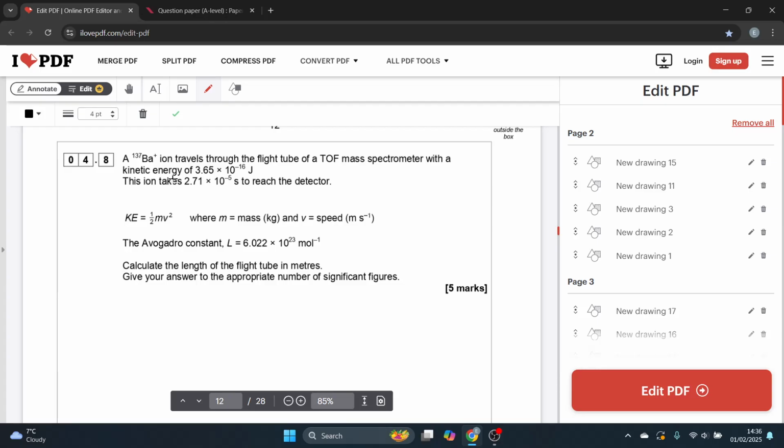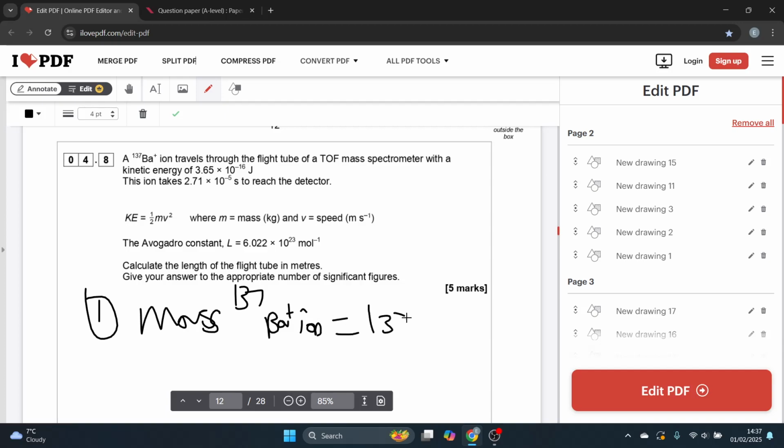I've got the kinetic energy. I've got the time. What else do I need? Well, I need a mass. Do I know the mass of the flight tube? No, I don't. Of the ion? No, I don't. So that's the first thing I would do, is the mass of the 137Ba plus ion is going to be 137 times 10 to the power minus 3 divided by 6.022 times 10 to the power 23. Why else would it give us Avogadro's constant? They want us to use it.